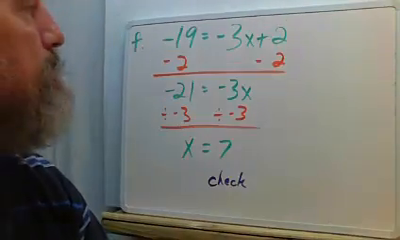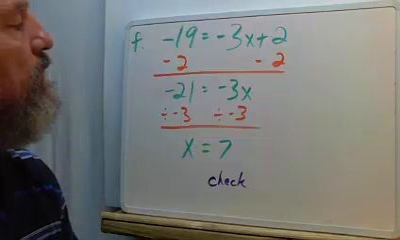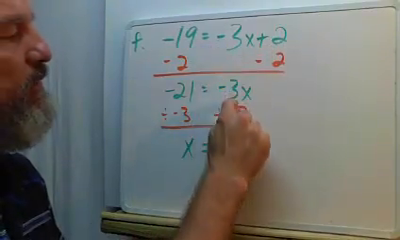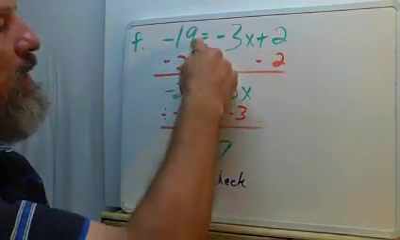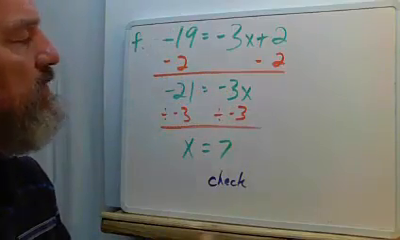Letter F. Negative 19 equals negative 3x plus 2. We're going to subtract 2 from both sides. We end up with negative 3x, and negative minus negative means it's more negative, or in other words negative 21 in this case.